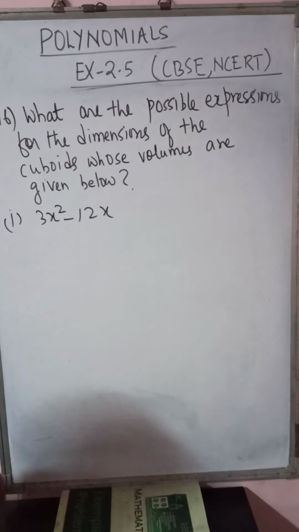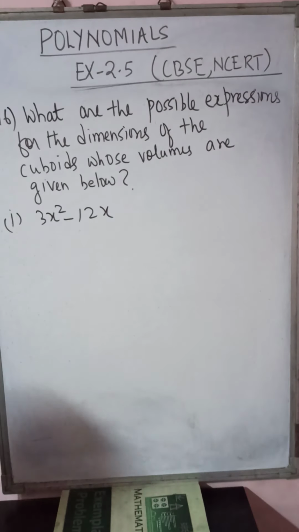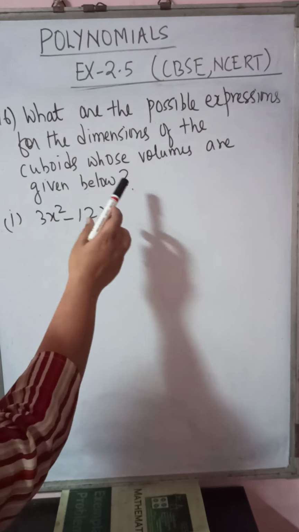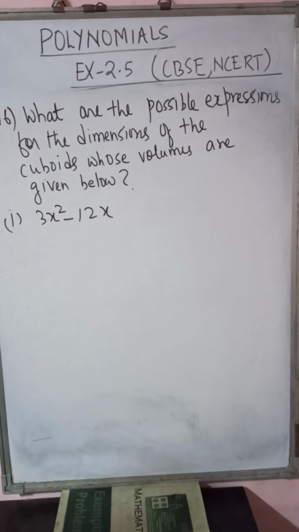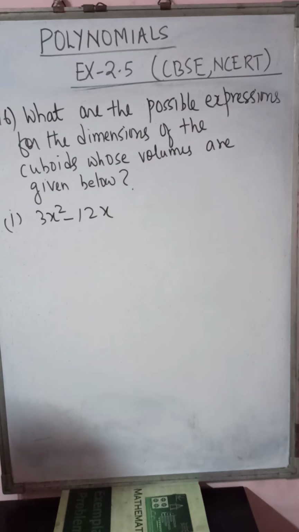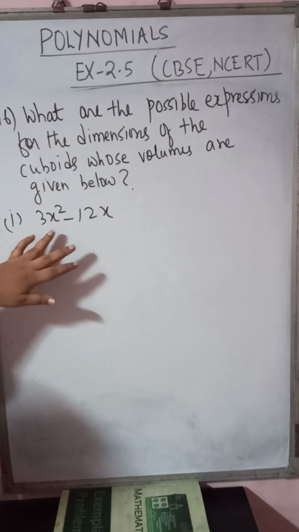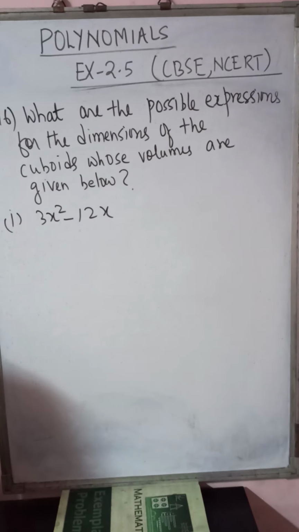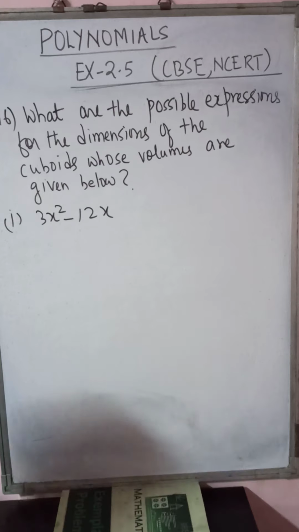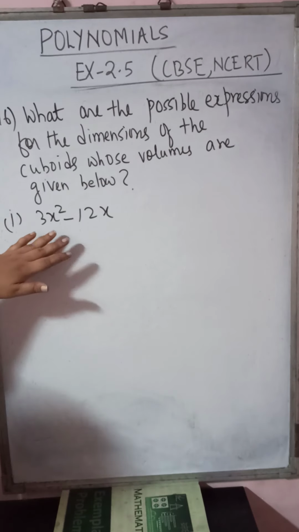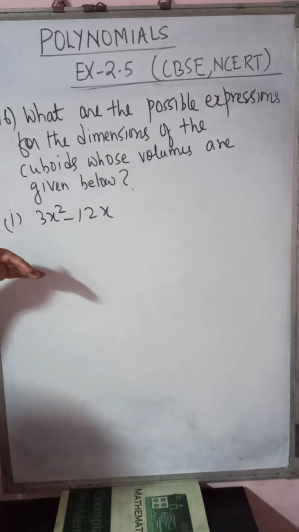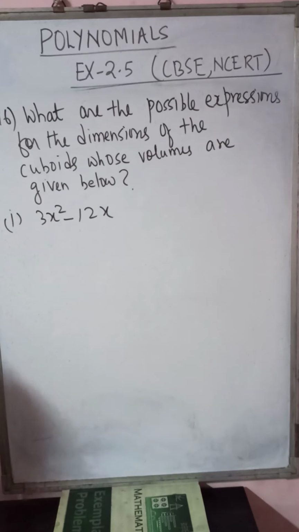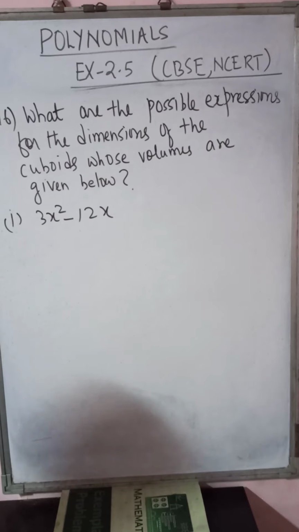Question number 16. What are the possible expressions for the dimensions of the cuboid whose volumes are given below? The previous question we found the factors, the length and breadth of the rectangle in which area was given in form of quadratic equation. Here volume is given, again in form of quadratic equation, and we have to find the dimensions of cuboid. Dimensions of cuboid means length, breadth and height of the cuboid. That means you are going to get three factors. So you have to factorize it simply. In other words, you have to factorize it and you will get three factors. Now how we will factorize, that is the question.